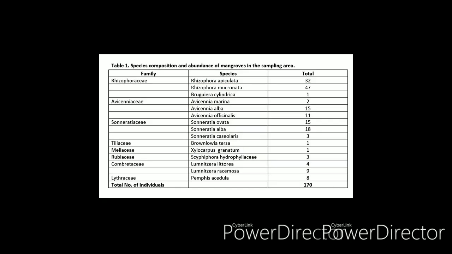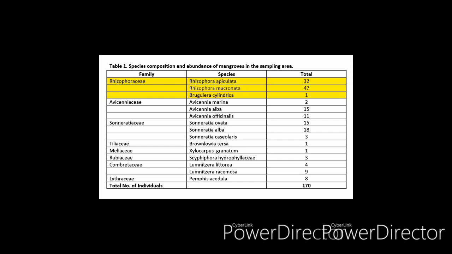So, in Table 1, species composition and abundance of mangroves in the sampling area. These are the family Rhizophoraceae, and the species are Rhizophora apiculata and Rhizophora mucronata, with totals of 32 and 47.